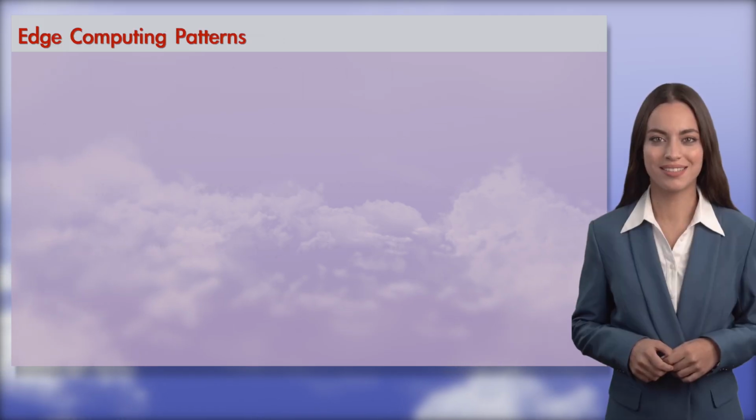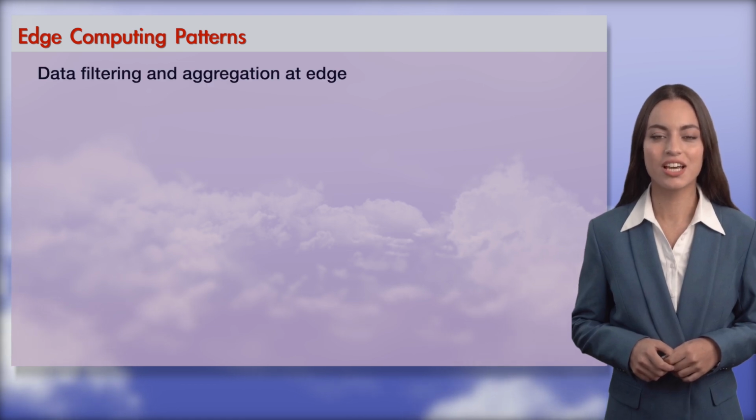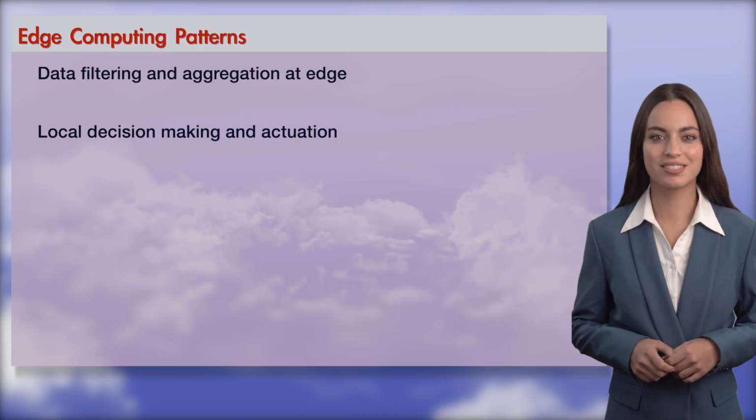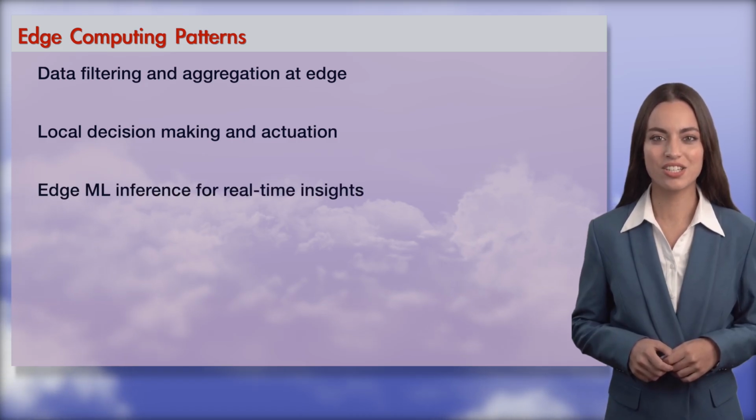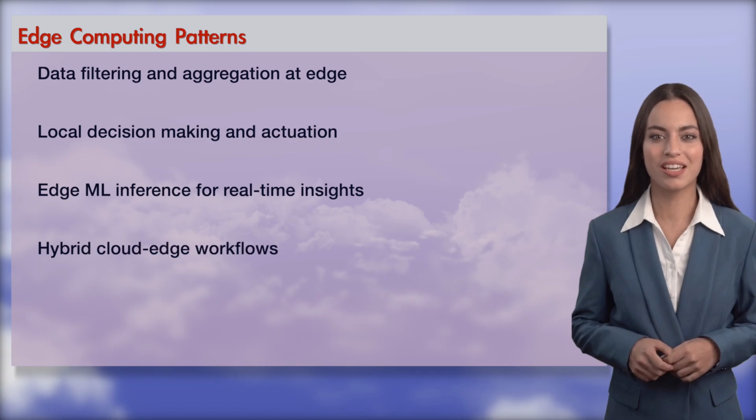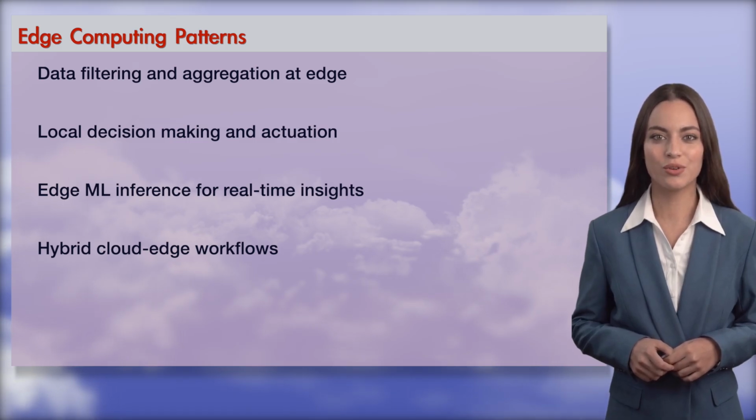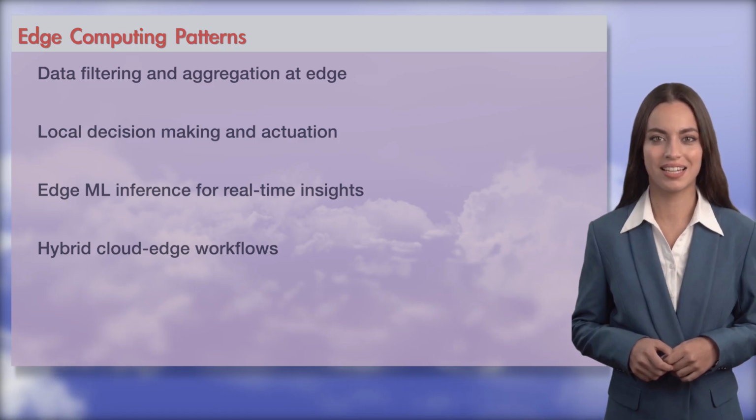Edge computing patterns. Filter and aggregate raw sensor data at the edge to send only meaningful summaries to the cloud. Perform local decision-making and immediate actuation. For example, shut off a machine when temperature exceeds a threshold. Run lightweight ML models at the edge for real-time anomaly detection. Use hybrid workflows where edge handles urgent actions and cloud performs heavy analytics.